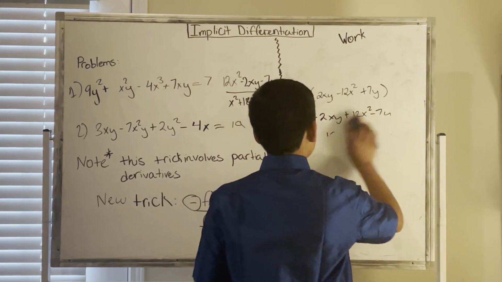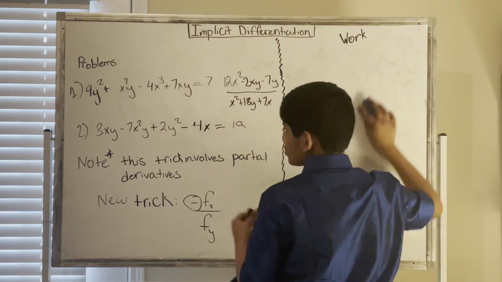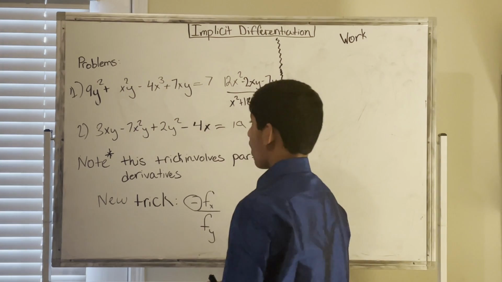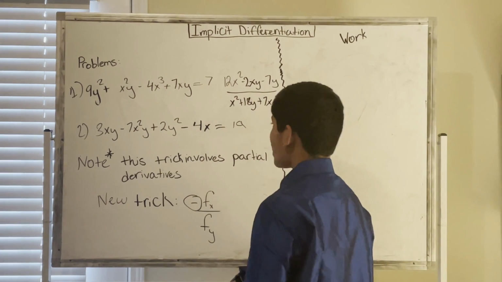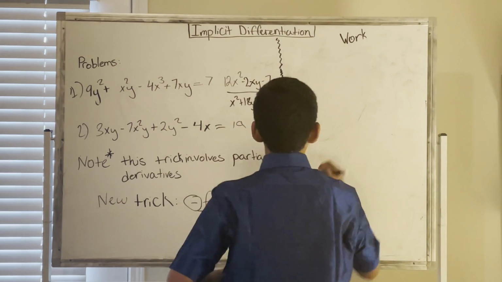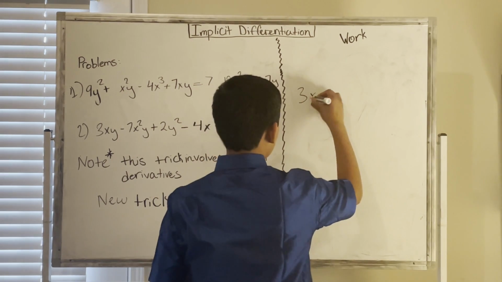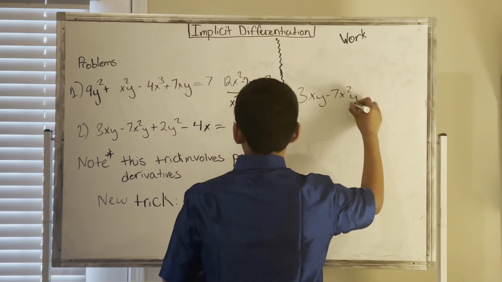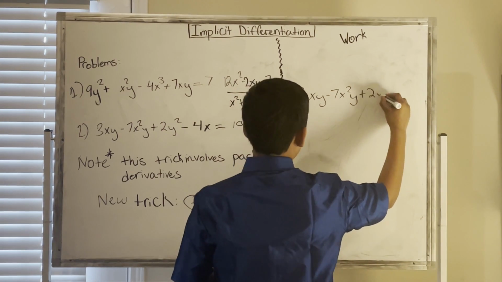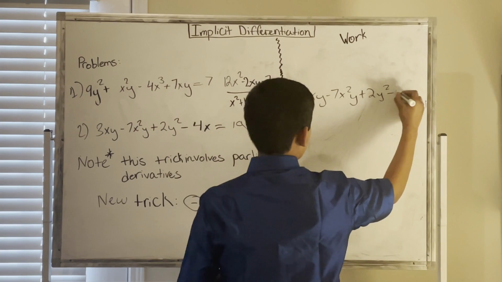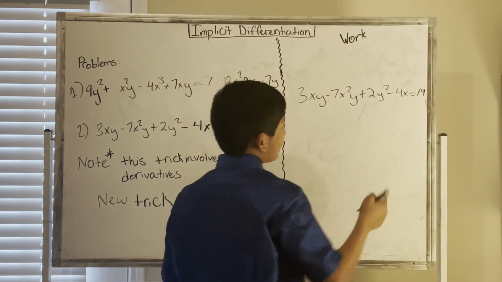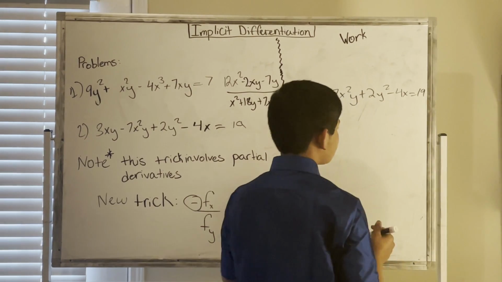So now that we have checked this equation, let's do the next one. This one is 3xy minus 7x squared y plus 2y squared minus 4x is equal to 19. So let's write that down. 3xy minus 7x squared y plus 2y squared minus 4x is equal to 19. And remember, since the right hand side is just a constant, this becomes 0.